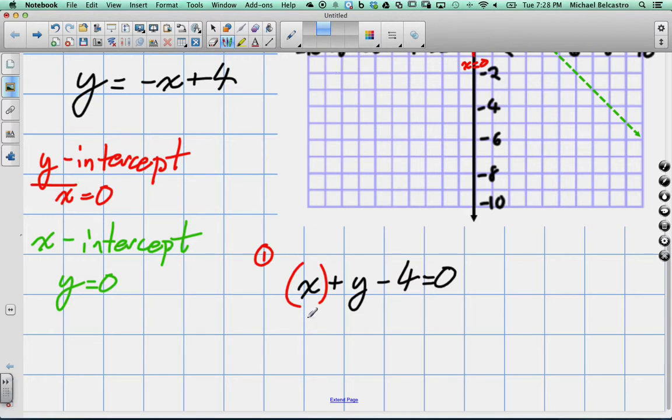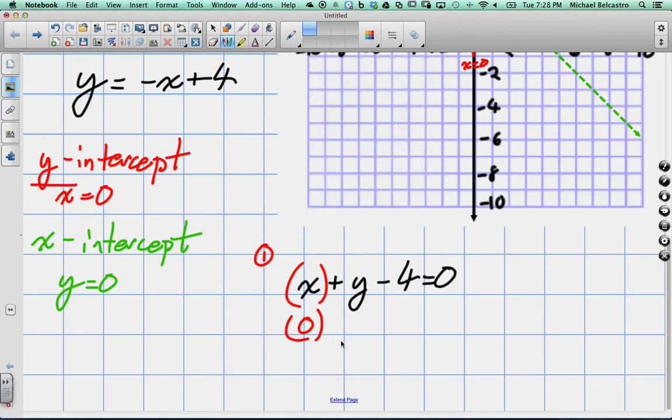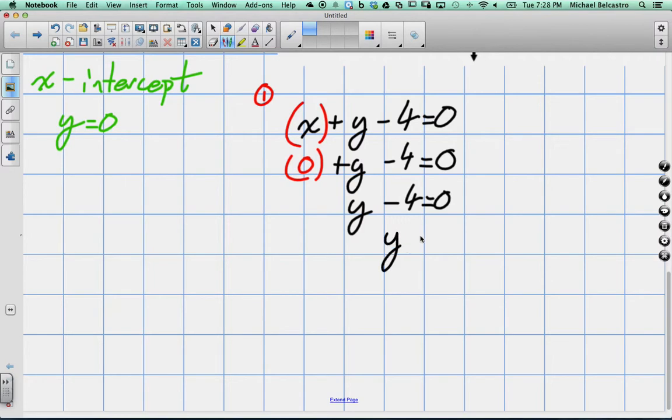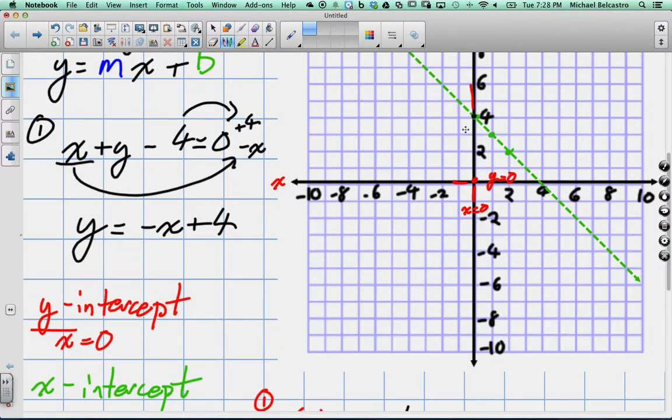So when we do that, we'll get 0 plus y minus 4 equals 0, right? Well, what's 0 plus anything? Do I need to really write it in? No, it changes nothing. So we have y minus 4 equals 0, and if we set it equal to y, what does 4 become on the other side? Positive 4, which is exactly what we found when we did the equation before, right? We found that our value is 4.